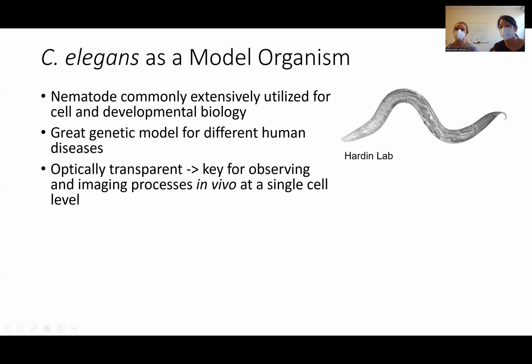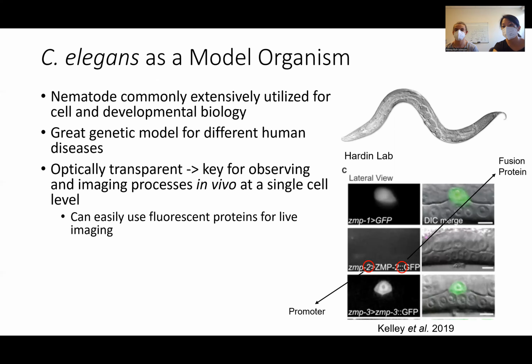The fact that we can even see the embryos inside of its parent already tells you that it's transparent. And when you look at these embryos individually, you can look at the individual cells within an embryo. So because of that, a lot of work looking into the cell biology of development in C. elegans uses fluorescent proteins for live cell imaging, and certainly the Kelly et al. paper takes advantage of this approach too.